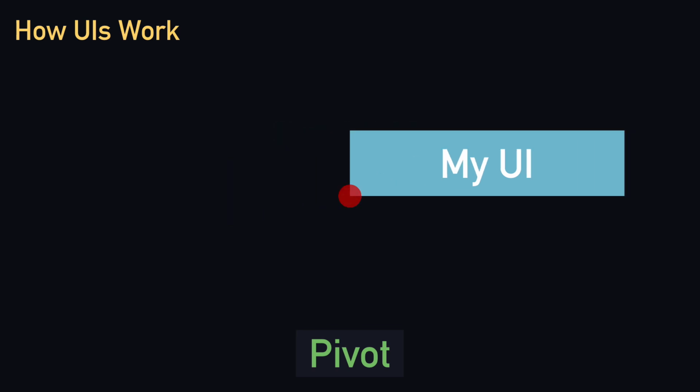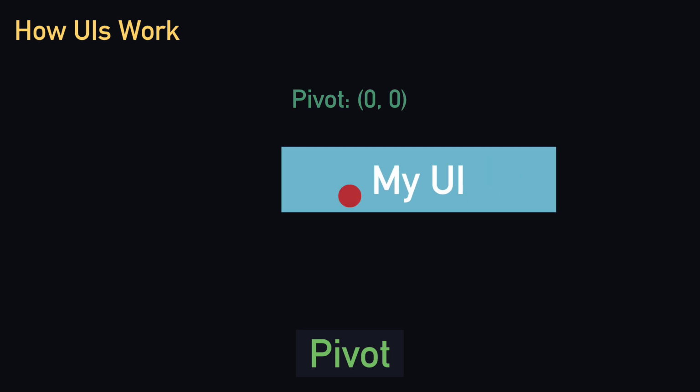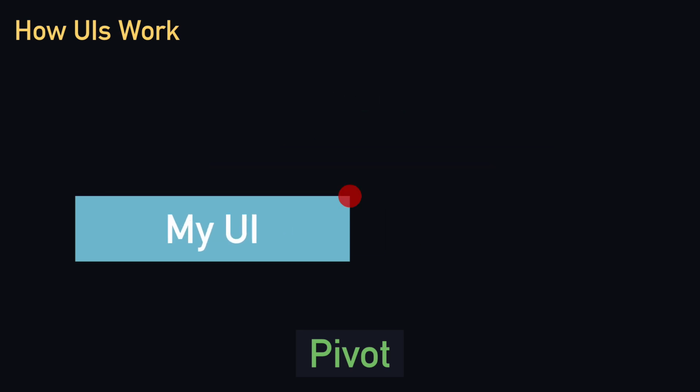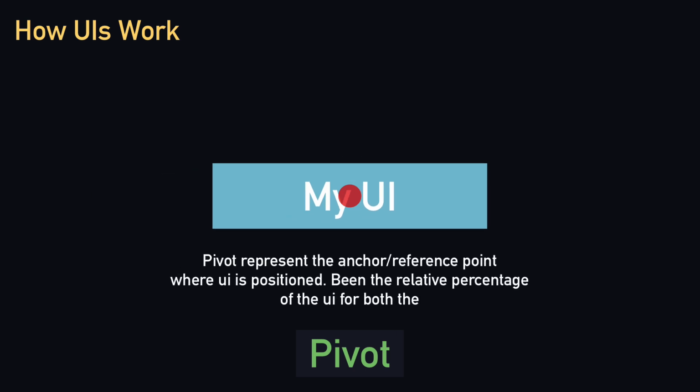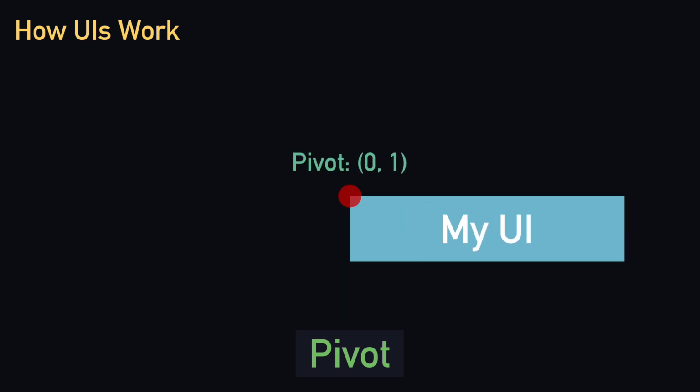We can change the pivot to be at 0, 0, meaning the bottom left of the UI. We can also change the position of the pivot to be 1, 1, so it can be the top right of the UI. So the numbers of the X and Y position just represent the percentage of how far we want the UI to be positioned through. So if, suppose, we say 0, 1, it would be at the top left of the UI.